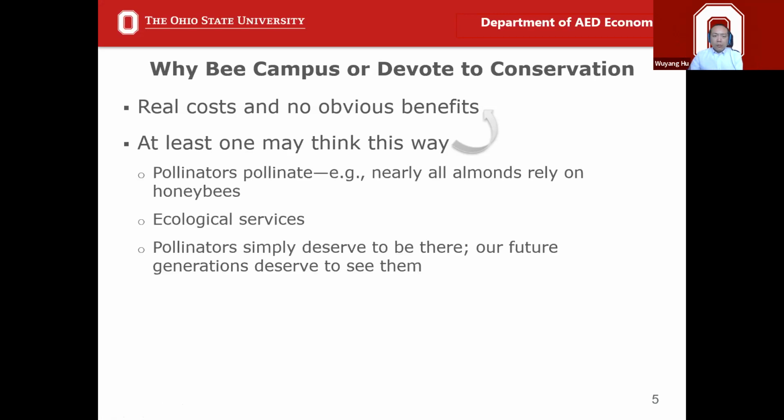Now, if we want to zoom into the reasoning argument of pollinators and pollination, there are some important messages here. Mary mentioned the fruit production, so I'm not going to repeat that. They offer ecological services. The pollination is important, but some reasons for pollinators to exist are like this, right?